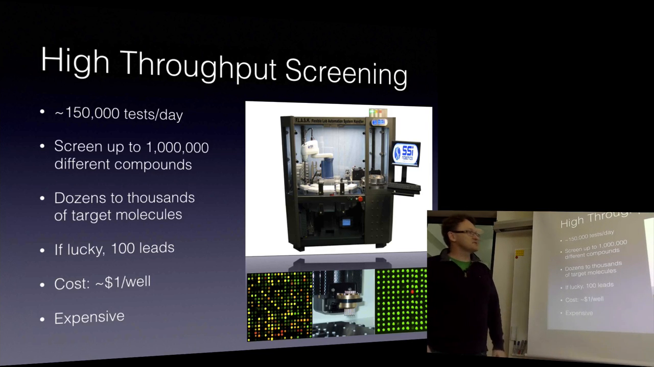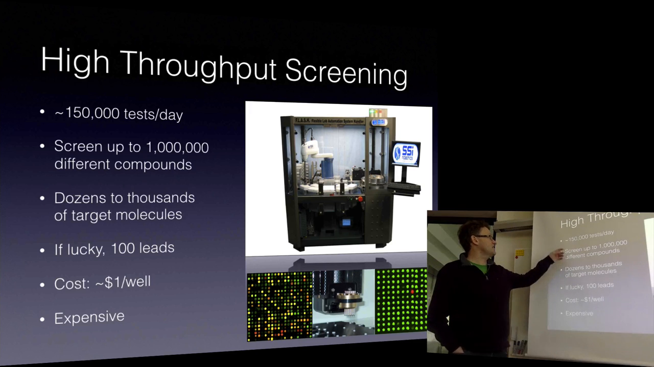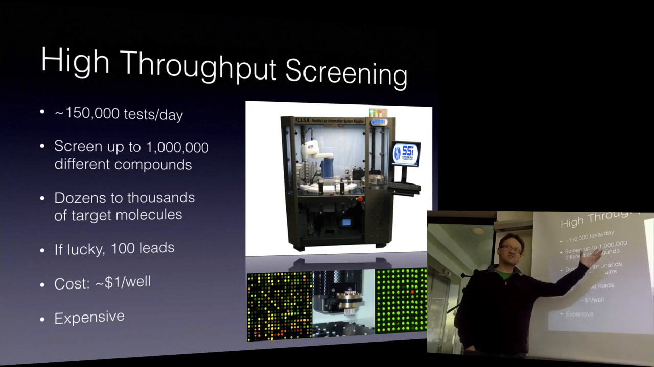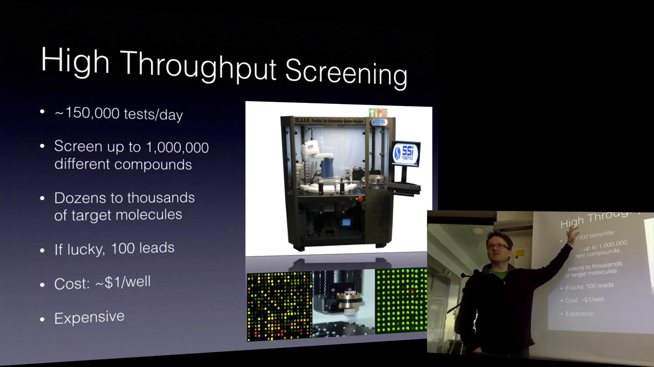You need lots of chemicals. Every single chemical that you need to test here has to be synthesized. So you can't sit down and draw random organic compounds because they're going to cost $50,000 each to synthesize and then $1 to test. So here you can only work with a large library.